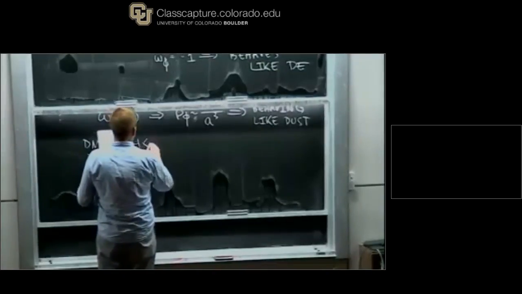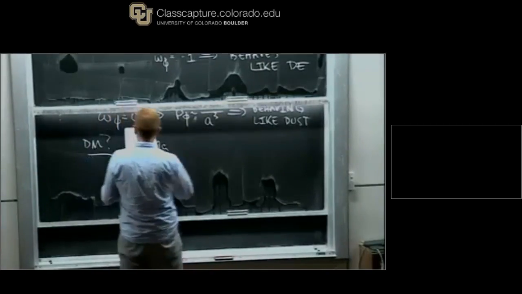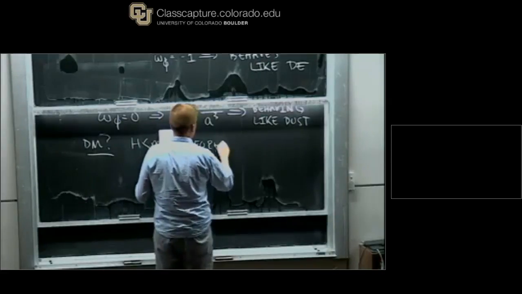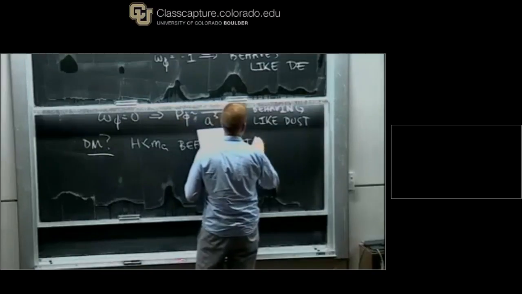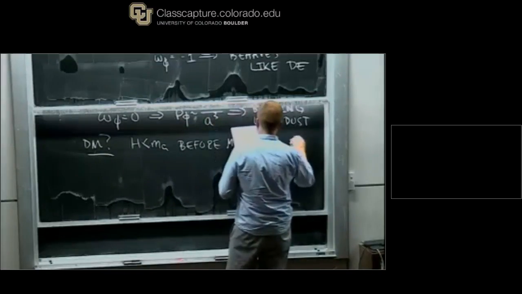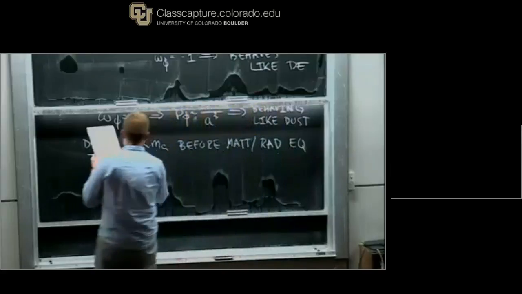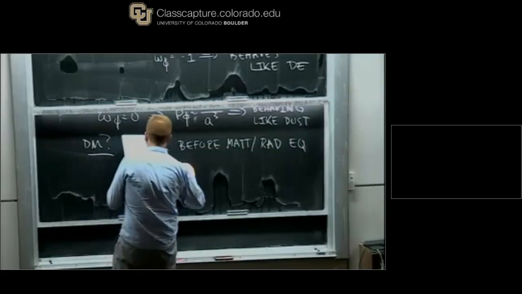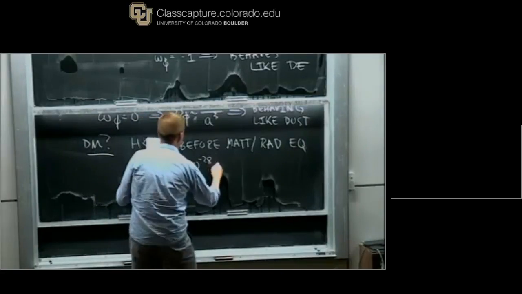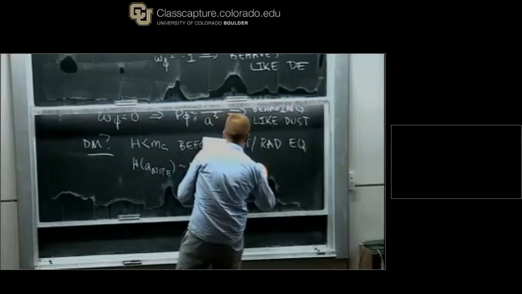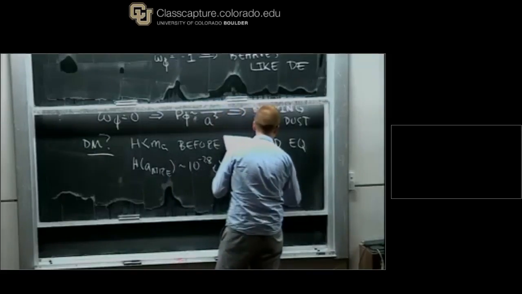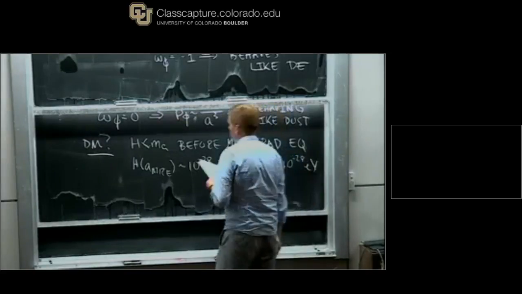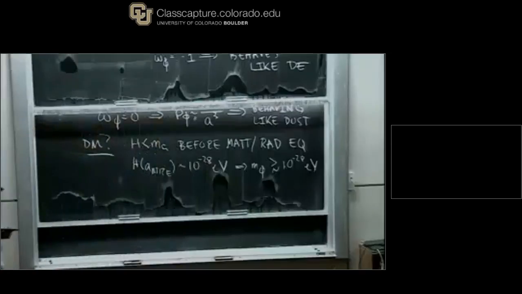This means that you need to enter this phase where H is less than m_a before matter-radiation equality. And H at matter-radiation equality is like 10^-28 eV, which would imply that m_phi is greater than or equal to 10^-28 eV. Okay. And for more on this, I highly recommend David Marsh's review, Axion Cosmology.